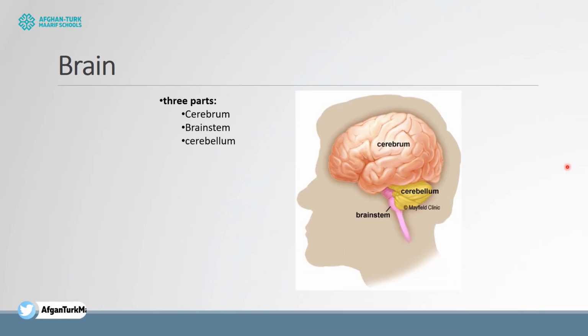The brain has three main parts. The first one is the cerebrum, the other one is the brainstem, and the third part is called the cerebellum. As you can see in the figure, this part is called the cerebrum, this is the brainstem, and this yellow part is called the cerebellum.